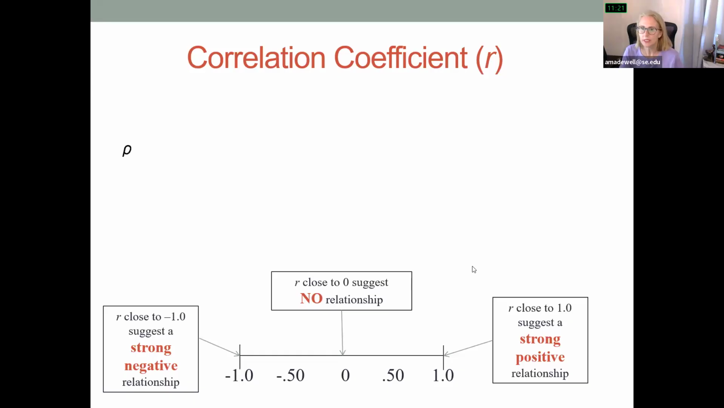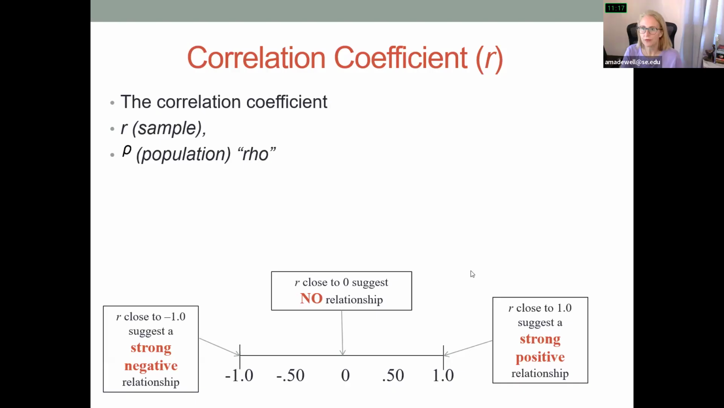When we talk about a correlation, we'll talk about a correlation coefficient. You will denote that for a sample as a lowercase italicized r. If you're calculating population parameters, you will denote it with this little funny p. It's called a rho.